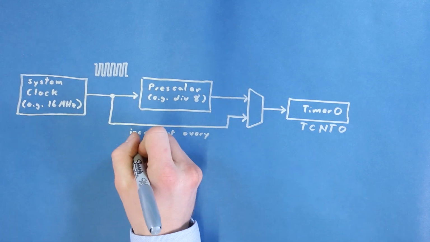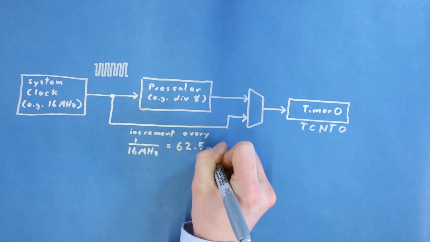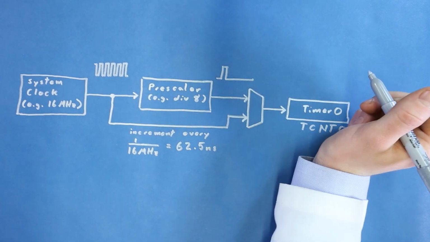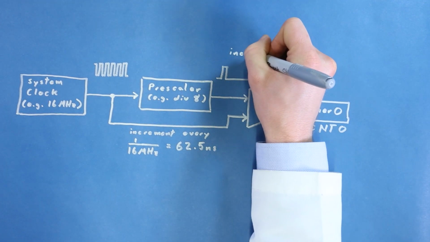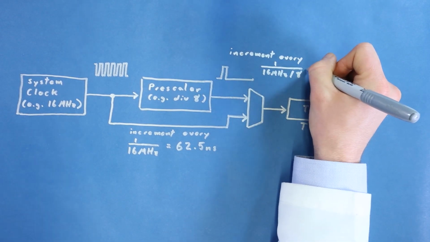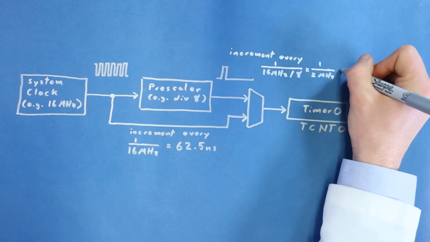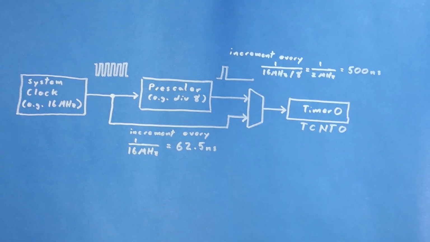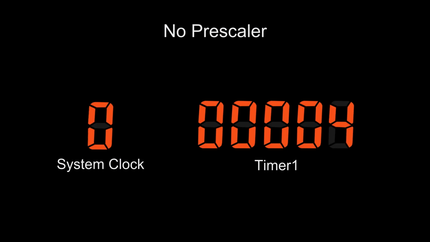The timers can be connected directly to the system clock, which means the value in the timer register increments once every 62.5 nanoseconds, which we get by dividing 1 over 16 MHz. The system clock is also fed into another piece of hardware known as a prescaler. The prescaler divides the clock by producing a pulse every 8 system clock cycles or every 16 clock cycles, however we define the prescaler. Let's say that we don't have a prescaler set. Every time the system clock pulses high, each of our timers increment by 1.